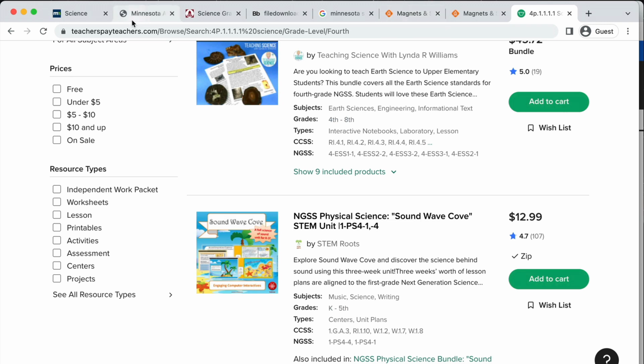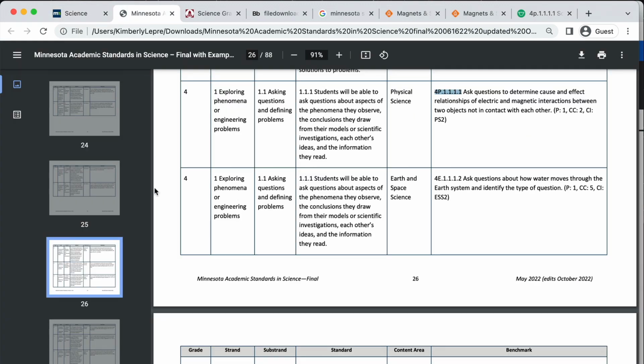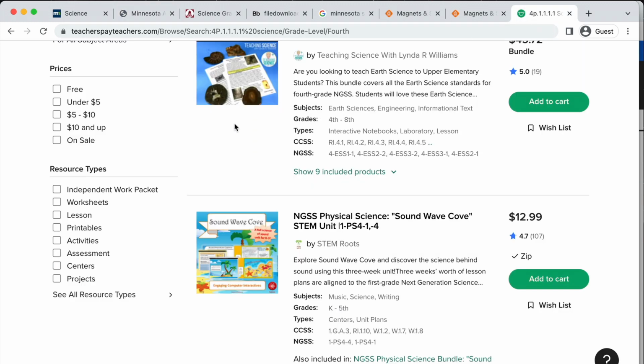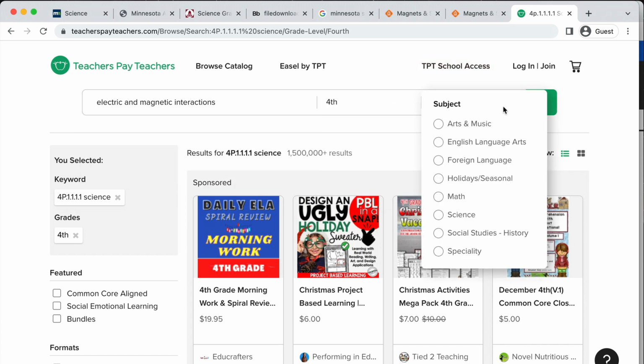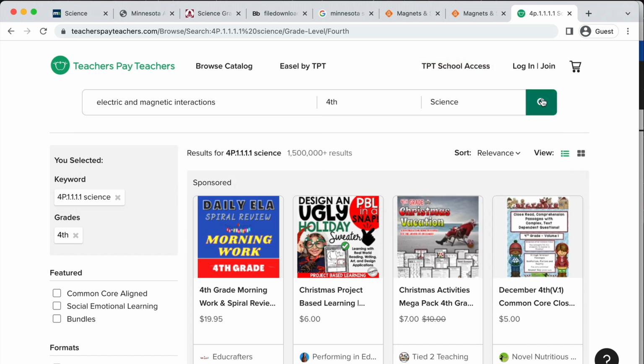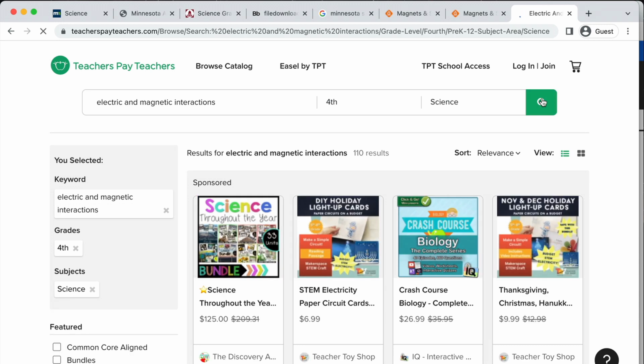So I'm going to go back to the standard. I'm going to look up more of the language. And I'm going to look at electric and magnetic interactions. I'm going to copy that. Let me see if I can find that. And under subject, let's go ahead and press science. I kind of just typed in whatever to see what would happen.